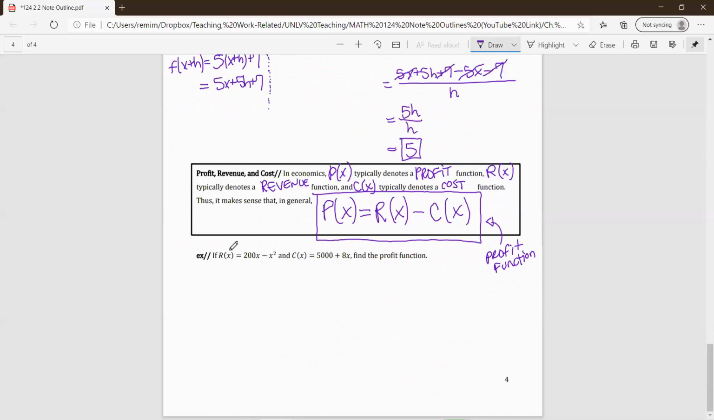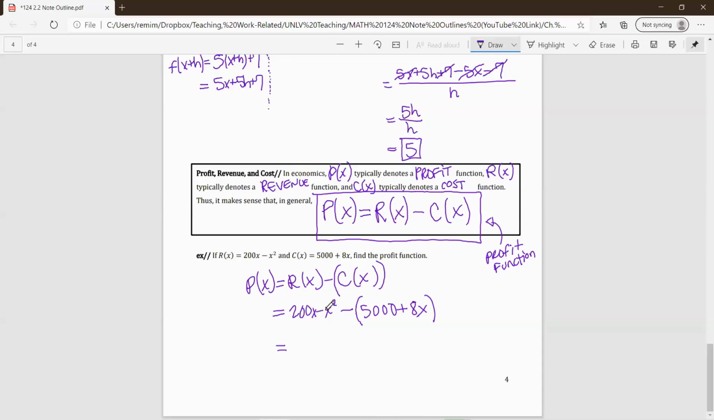So this example says if r of x equals 200x minus x squared and c of x equals 5,000 plus 8x, find the profit function. Well, this is the profit function, so I'm going to write that down. P of x equals r of x minus c of x, and then I'm just going to substitute everything. R of x is 200x minus x squared minus, and remember to put the parentheses in when you're doing the subtraction. So parentheses, and c of x is 5,000 plus 8x. Close off the parentheses. And then the rest is just simplifying.